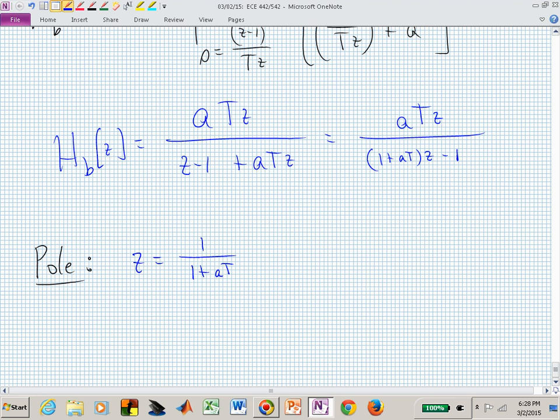What's the DC gain? We can let z equal 1. The numerator becomes AT. The denominator becomes 1 plus AT minus 1, or AT over AT, which is 1. Good. The pole may be in a little different location. Do we have any finite zeros?